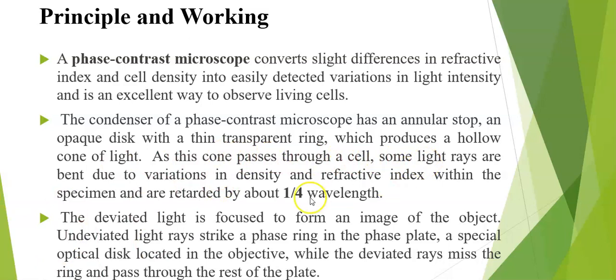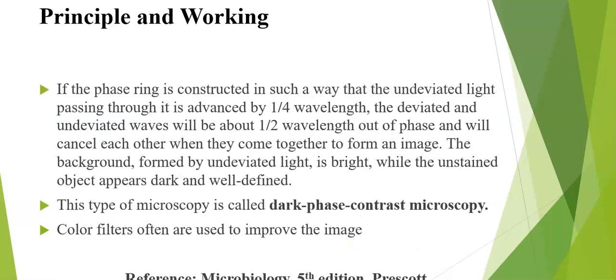This will produce a hollow cone of light, and when this cone is passing through a cell, some of the light will be bent. Now the deviated light is focused to form an image of the object, and those rays which are not deviated will strike a phase ring in the phase plate. It is a special optical disc which is located in the objective. So this is one more technical modification, while the deviated rays will miss the ring and pass through the rest of the plate.